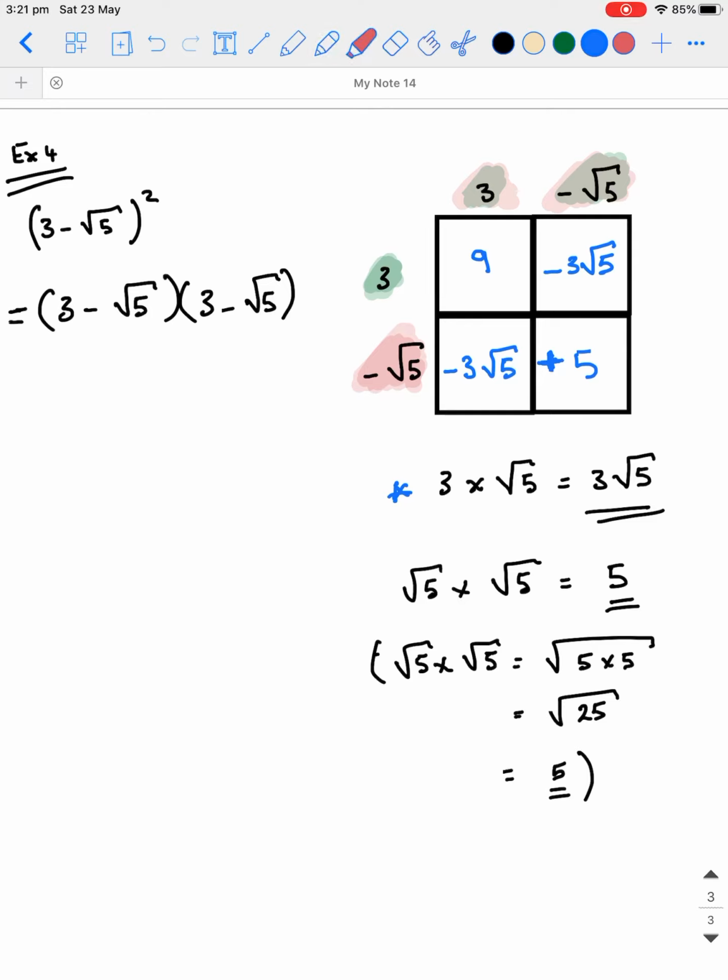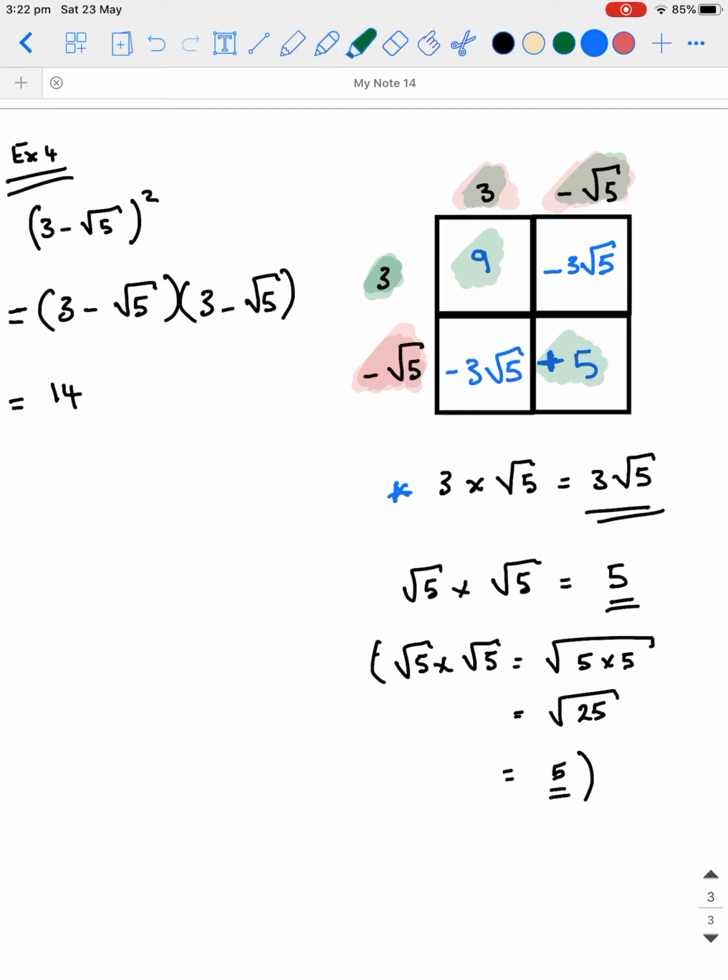What we now want to do is look at grouping together like terms. So if I start with the number parts on their own, I know that I have a 9 and a positive 5, and I know that 9 add on 5 is equal to 14. And if I then take the two parts that have the surds, since both of them contain a root 5, these are like terms, so I know that it should be negative 3 root 5 in there.